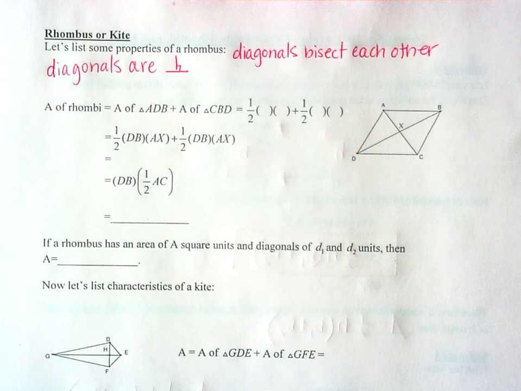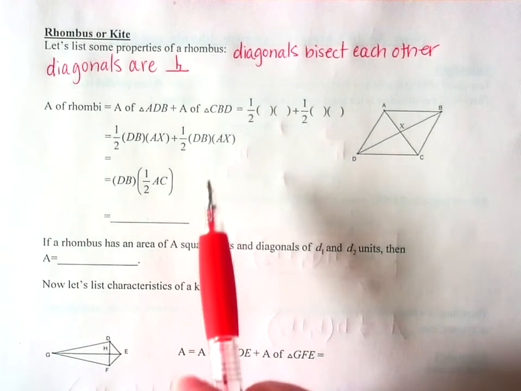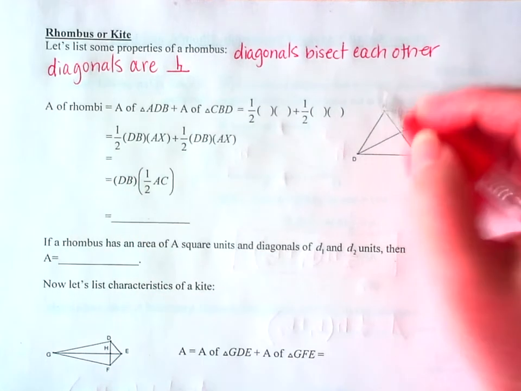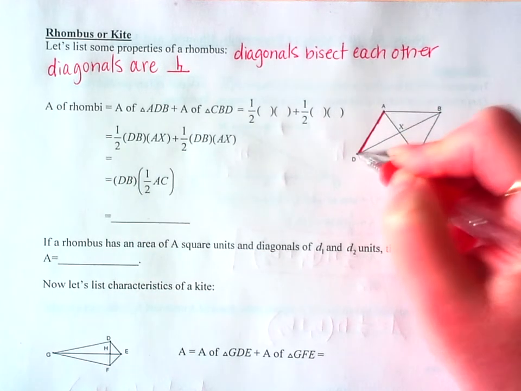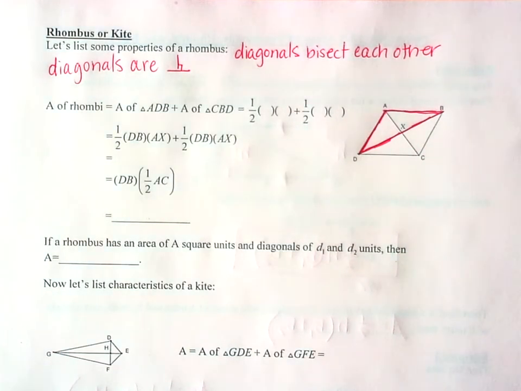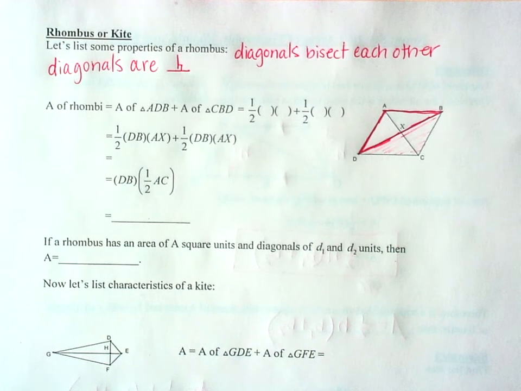Okay, so I'm going to show you how we get the formula for the area of a rhombus. Once you have the formula, you can just use it. But where does it come from? So basically, this rhombus can be split into two triangles again. So triangle ADB, that's this triangle here. Okay, and then triangle CBD, which is this triangle here.